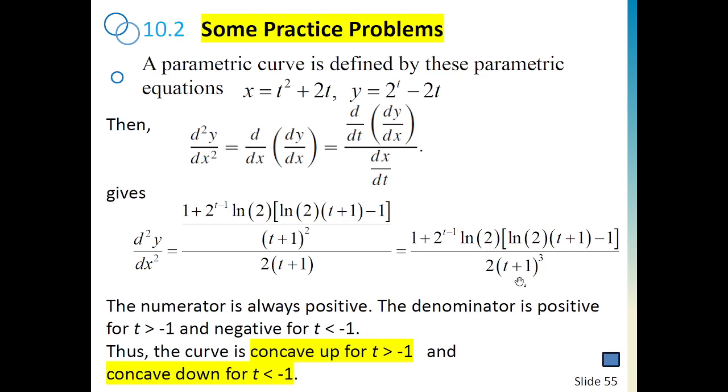Now the denominator is positive for t greater than -1 and negative for t smaller than -1. So since the numerator is always positive, the sign of the second derivative is determined by the denominator. So we have essentially the intervals of concavity, thanks to technology.